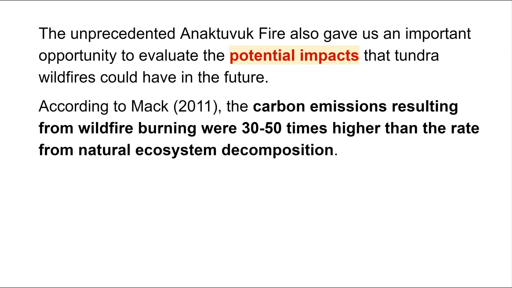They found the carbon emissions resulting from wildfire burning were 30 to 50 times higher than the rate of carbon emissions from natural ecosystem decomposition. So as part of the nutrient cycle, whenever the vegetation decomposes, some of the carbon that was absorbed is given back off again. That's part of the carbon cycle. So there is a natural emission of carbon as well as storage of carbon in these natural ecosystems. But when you burn those, when that fire occurred, the output was 30 to 50 times higher than the natural rate, which means that if you get more fires, you get a lot more carbon emitted, which is going to increase the temperatures in the area significantly.